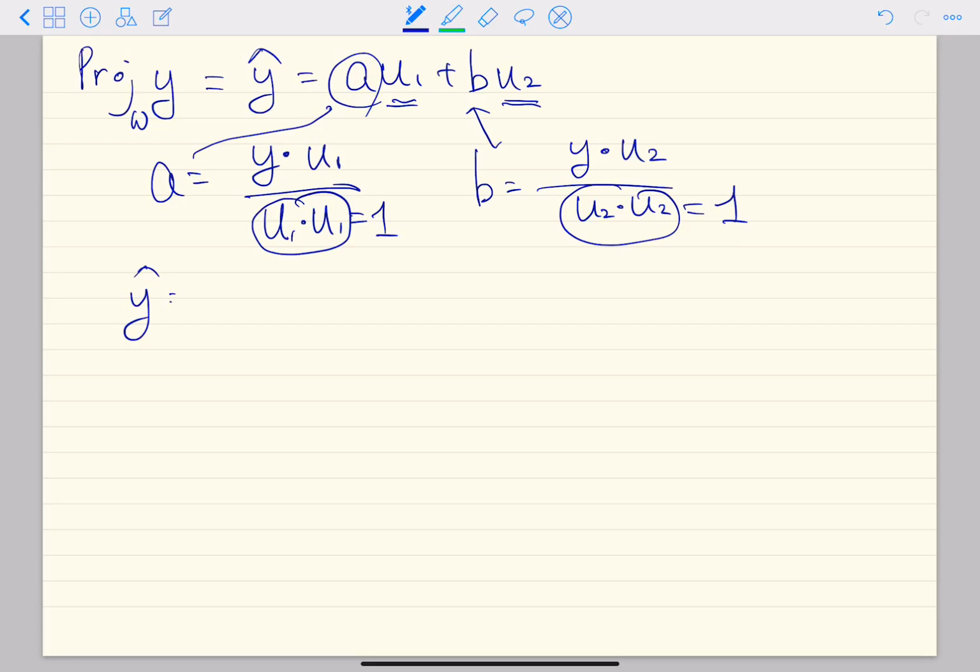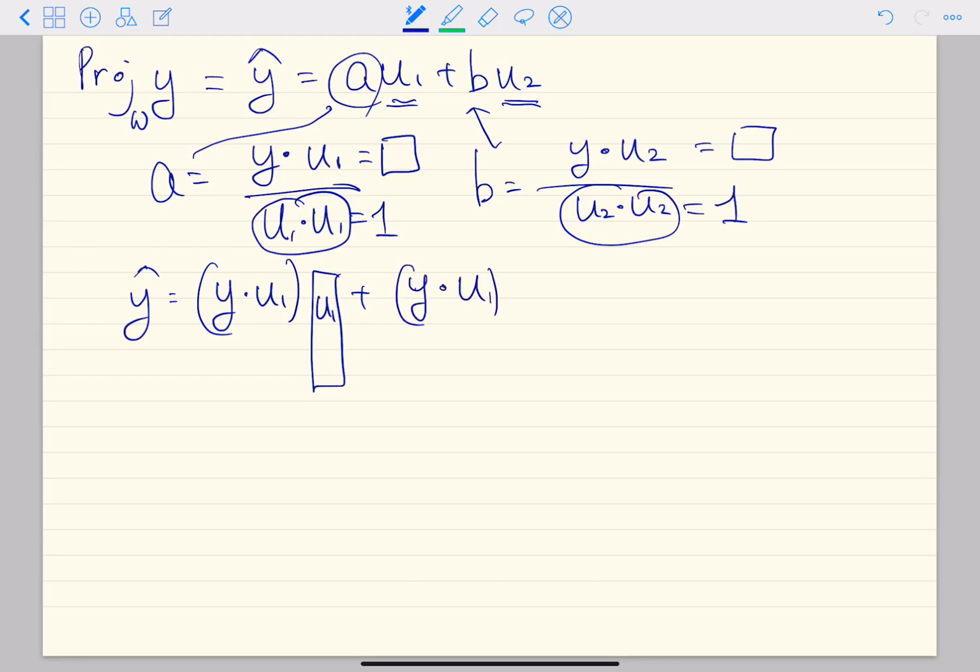And y hat is y dot U1, and this is actually a scalar, right? The scalar times our U1, plus y dot U2 times U2, right?